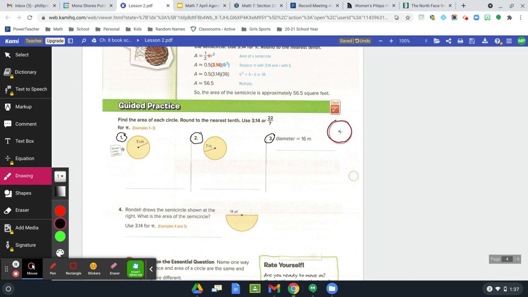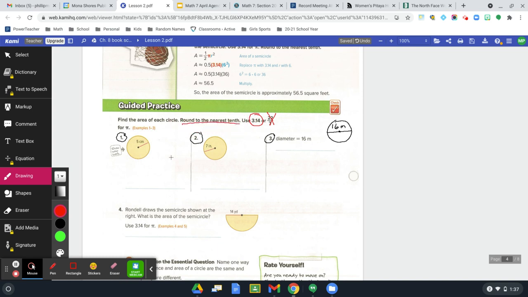So this one's giving you a diameter of 16 meters. Okay. You try those 3. Now in these 3, what I want you to do, instead of using the pi key, I want you to use 3.14. We're not going to use the fraction form of pi. We're not going to use the pi key this time. We're going to just use 3.14. So we're going to use the abbreviated version of pi, and you're going to round to the nearest tenth.